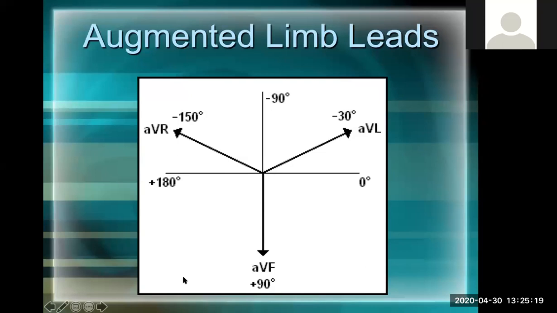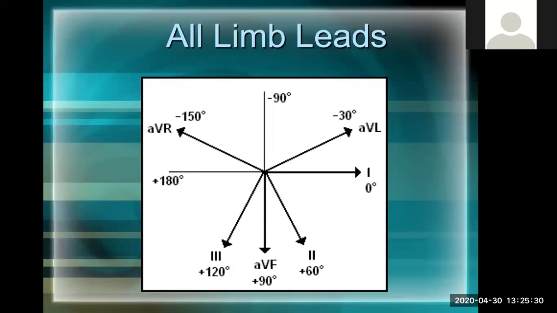While lead two is 60 degrees, lead three 120 degrees. And if you look at the augmented leads, aVR, right arm, is 150 degrees, aVL at minus 30, and aVF at plus 90. If you put them all together, that gives you all the angles. The heart anatomically lies between minus 30 and plus 90. This is normal axis. So the heart is usually around plus 60, in line with lead two, as we said. Any deviation to the left would be left axis. So minus 50, minus 60, minus 90 would be left axis. Deviation to the right, above plus 90, will be right axis deviation. 120, 130 will be right axis deviation.